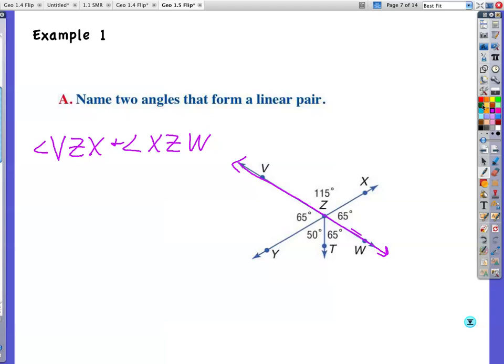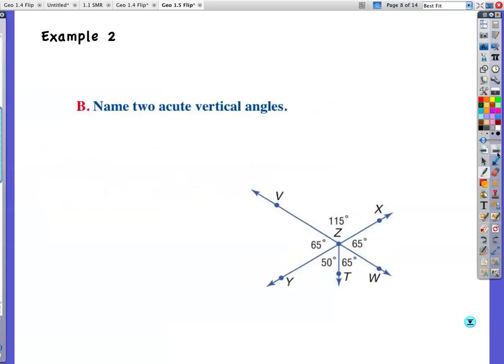I can also pick right here. There's another straight line, and I'm going to pick this angle and this angle. So I'd say angle YZV and angle VZX are considered to be a linear pair. And that's about all the straight lines I have in that. I don't know if we want to call this, this, and this a linear trio, but I think we'll just stick to our linear pairs because that's what they're asking for.